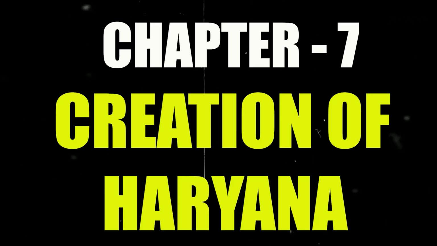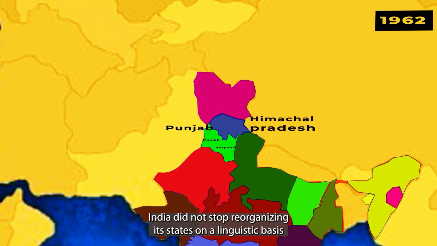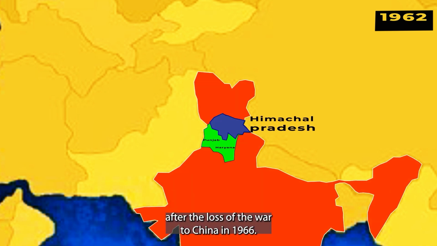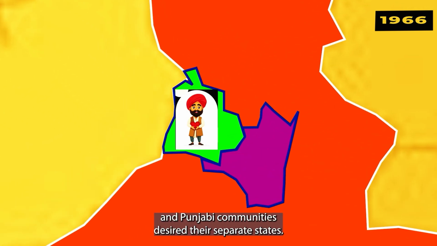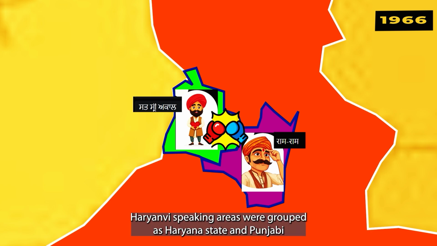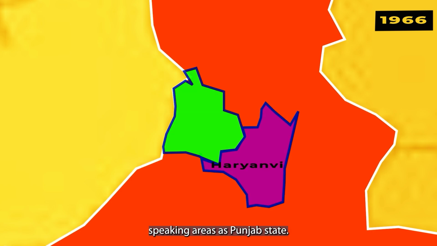Creation of Haryana. India did not stop reorganizing its states on a linguistic basis after the loss of the war to China. In 1966, Haryana was carved out from Punjab as both the Haryanvi and Punjabi communities desired their own separate states. Haryanvi-speaking areas were grouped as Haryana state, and Punjabi-speaking areas as Punjab state.